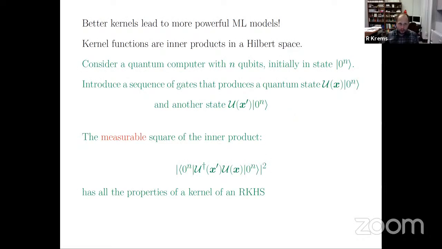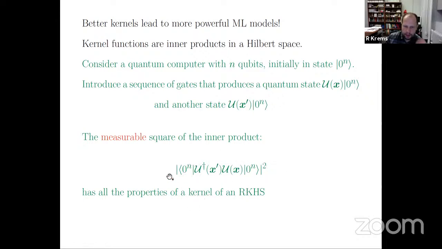Better kernels lead to more powerful machine learning models, and we know that kernel functions are inner products in a Hilbert space, right? So let's consider a quantum computer with n qubits, initially in state 0, and introduce a sequence of gates that produces a quantum state of this kind. Those gates encode your input features. And let's consider another state of this kind. Now, the measurable square of the inner product is going to be this.